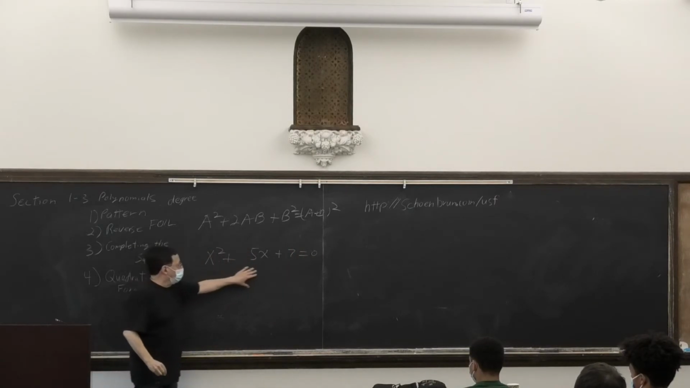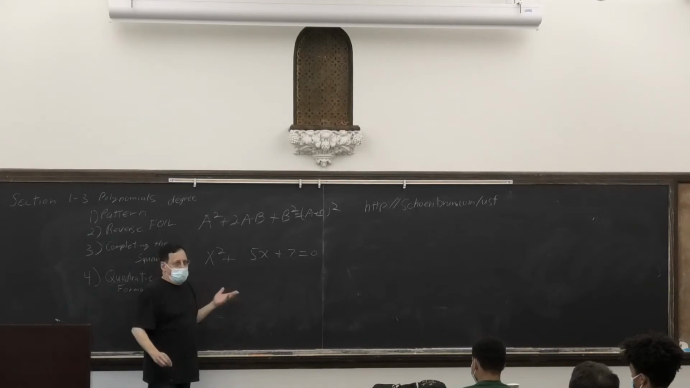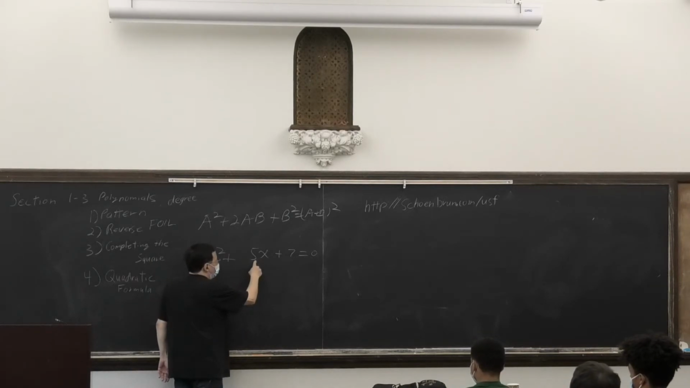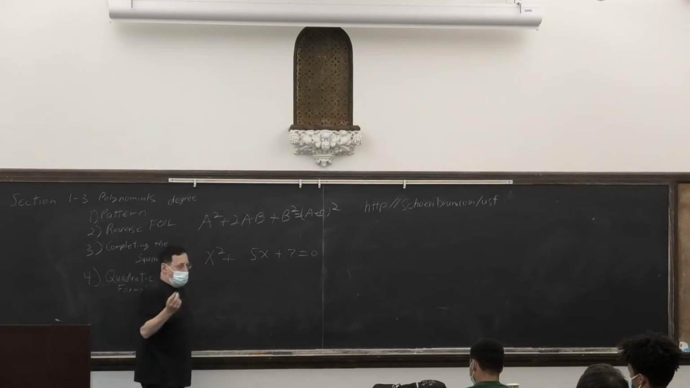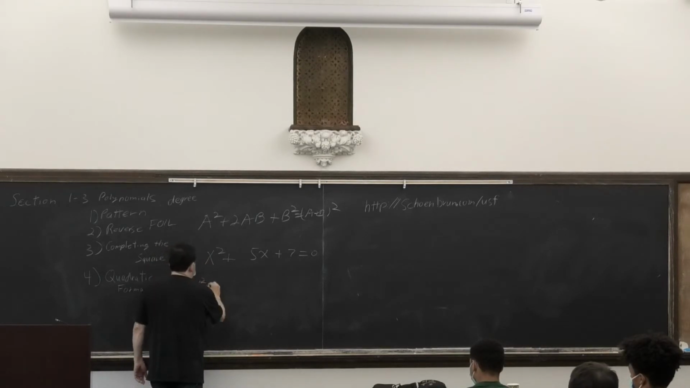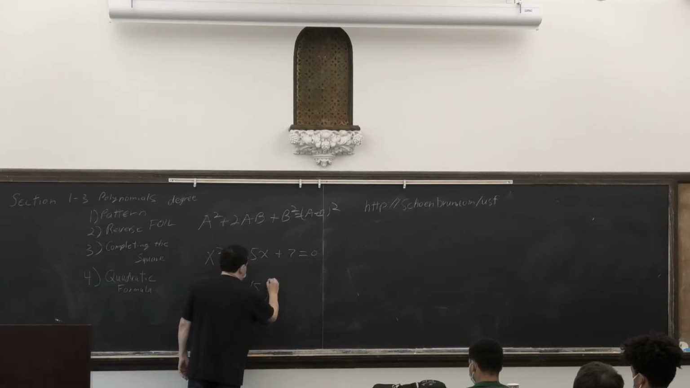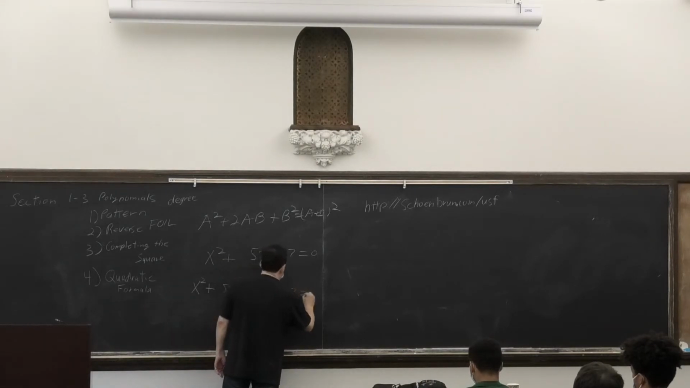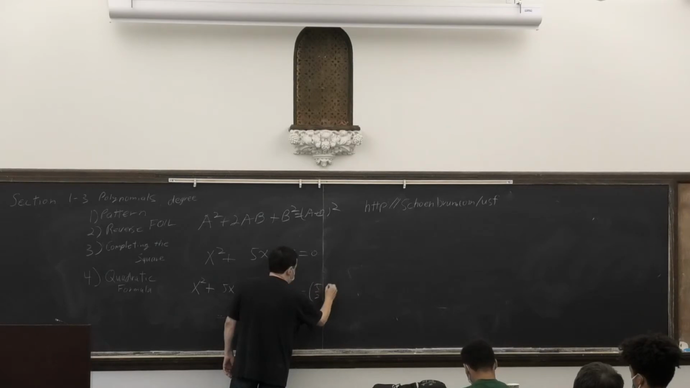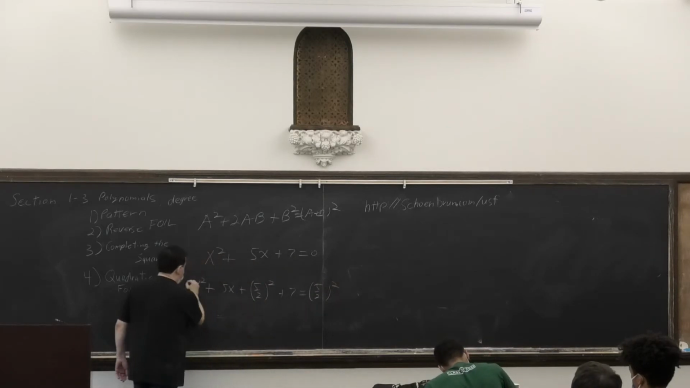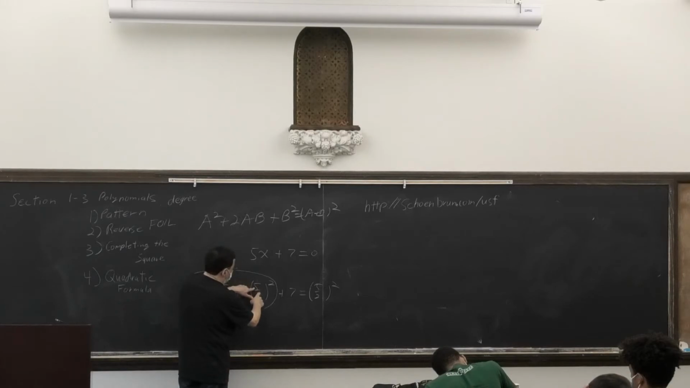How do I complete the square? Well, I do this trick. I take this number, 5, I divide by 2, and I square it. But I didn't really explain why. I have to add it to both sides, this number. Why do I take this coefficient, the b, divide it by 2, and square it?